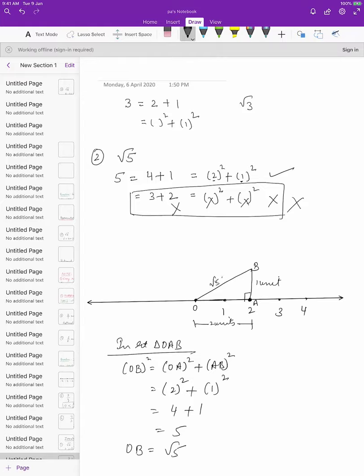So again, I have already got root 5 as OB, but I want it on the number line. So what will I do? I will take a compass, keep the pointed end of the compass at the point O, take OB as the radius, this one, and draw an arc, and that will intersect the number line at a point, say C. So again, OB and OC are equal, and hence we can say because OB is root 5, so OC will also represent root 5 on the number line. That is, point C represents root 5 on the number line.